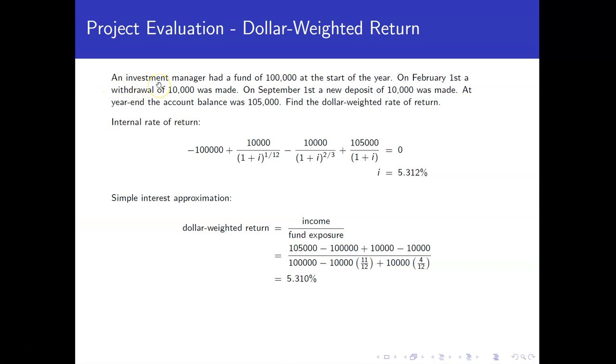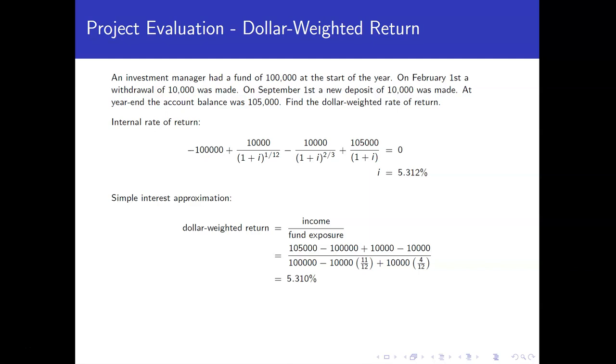So we've got an investment manager who has $100,000 in a fund. A month later, they withdraw $10,000 from the fund. At the beginning of September, they deposit $10,000. And at the end of the year, the overall balance was $105,000. So this one asks to find the dollar-weighted return.